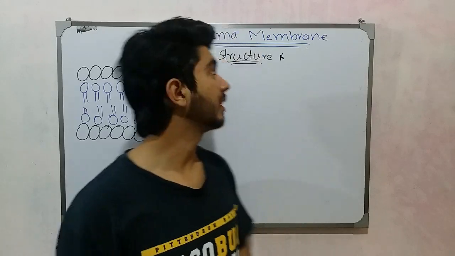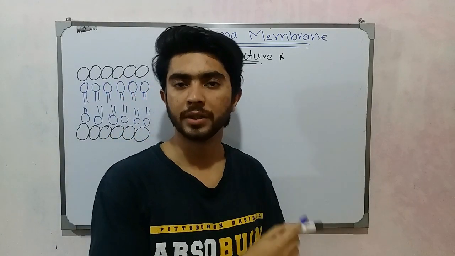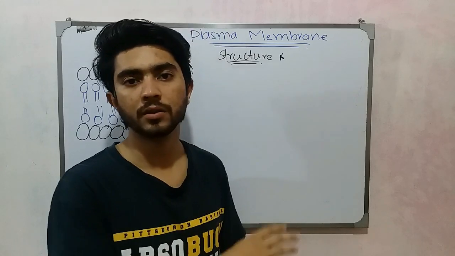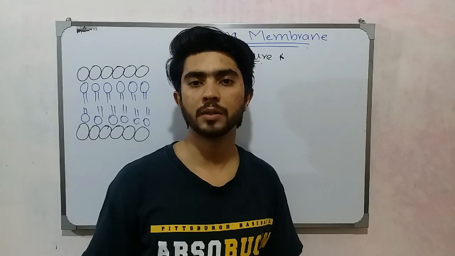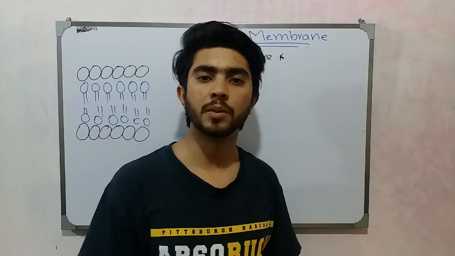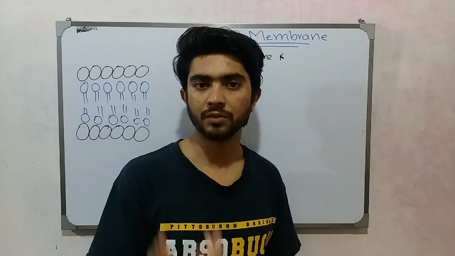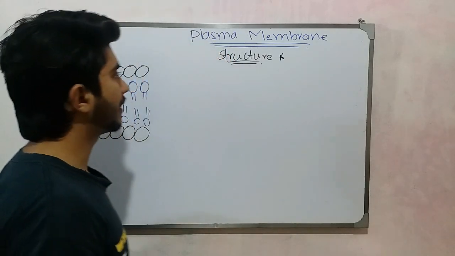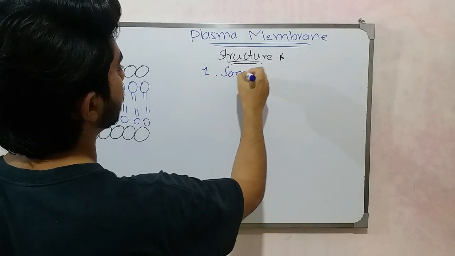In this video, I'm gonna tell you about the structure of the plasma membrane. In this topic, there are three models that we are going to discuss. But in this video, I'm gonna discuss the two main models. Number one is called the sandwich model. Second is called the unit membrane model, and third is the fluid mosaic model. These are the three main models, and we are going to discuss only the first two. So let's start with the first model, the sandwich model.